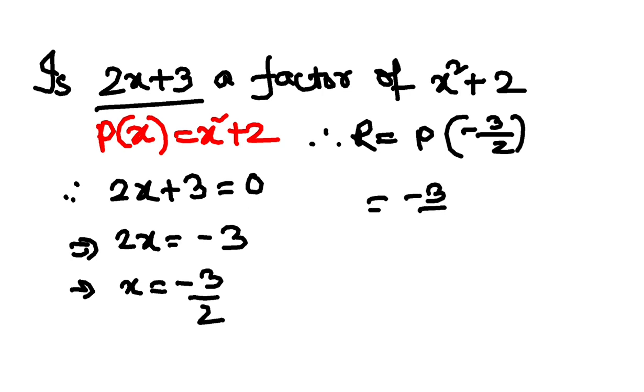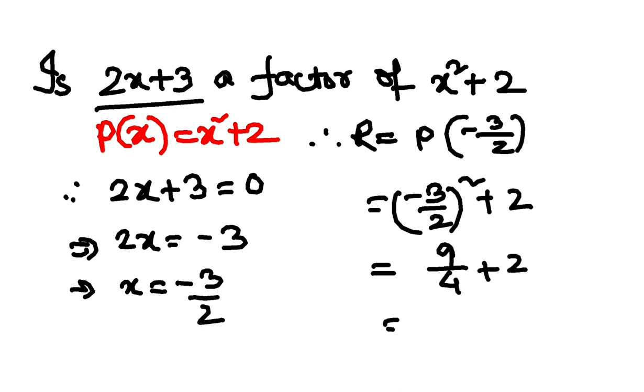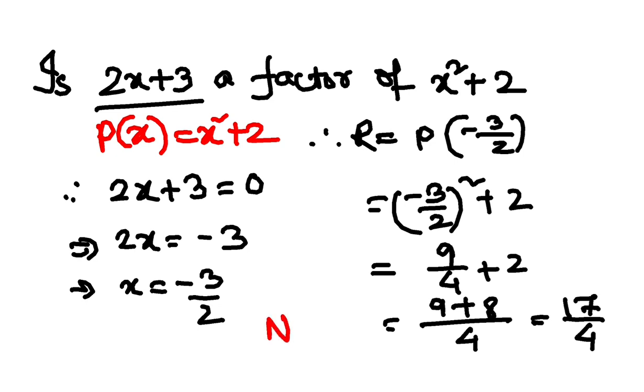So minus 3 by 2 whole square plus 2 will give you 9 by 4 plus 2. Take 4 as the LCM, and this will be 17 by 4. So since the remainder is 17 by 4 and not equal to 0, is 2x plus 3 a factor? No.